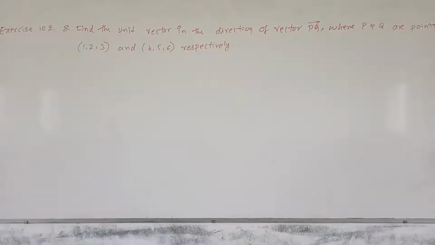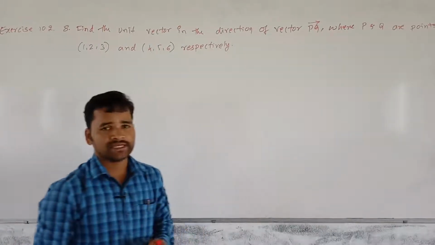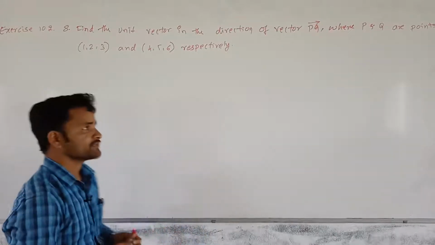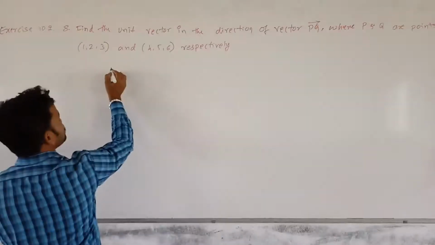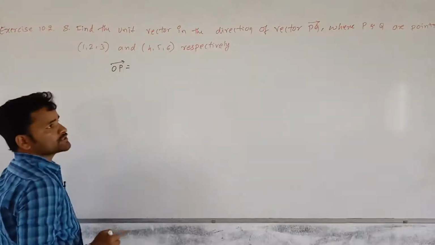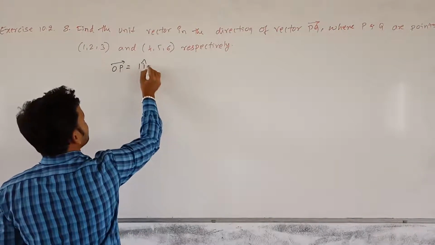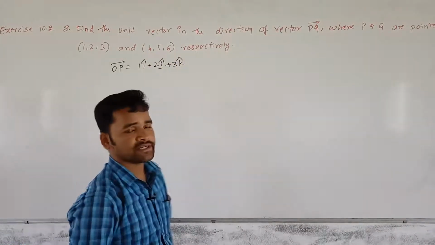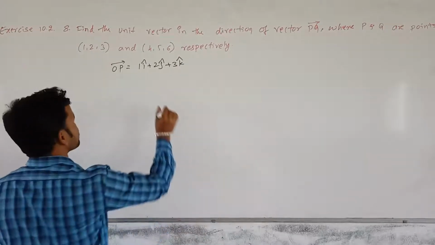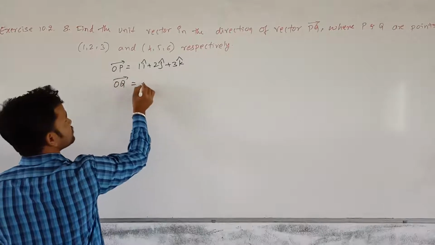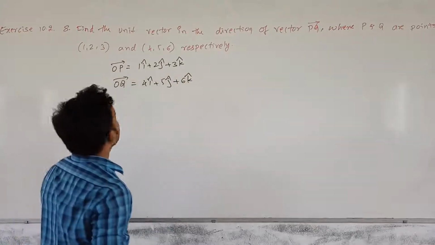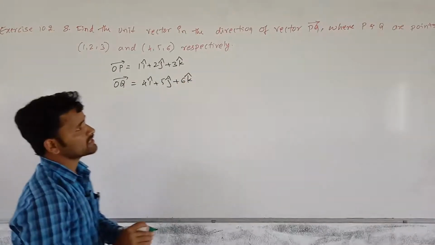See, find the unit vector in the direction of vector PQ. Here P and Q are points given to us. Points are given in the sense easily we can write the position vectors. P coordinates are 1, 2, 3. So, position vector of point P is 1i plus 2j plus 3k, and 4, 5, 6 are the coordinates of point Q. We can write the position vector of point Q also, that is vector OQ is equal to 4i plus 5j plus 6k.